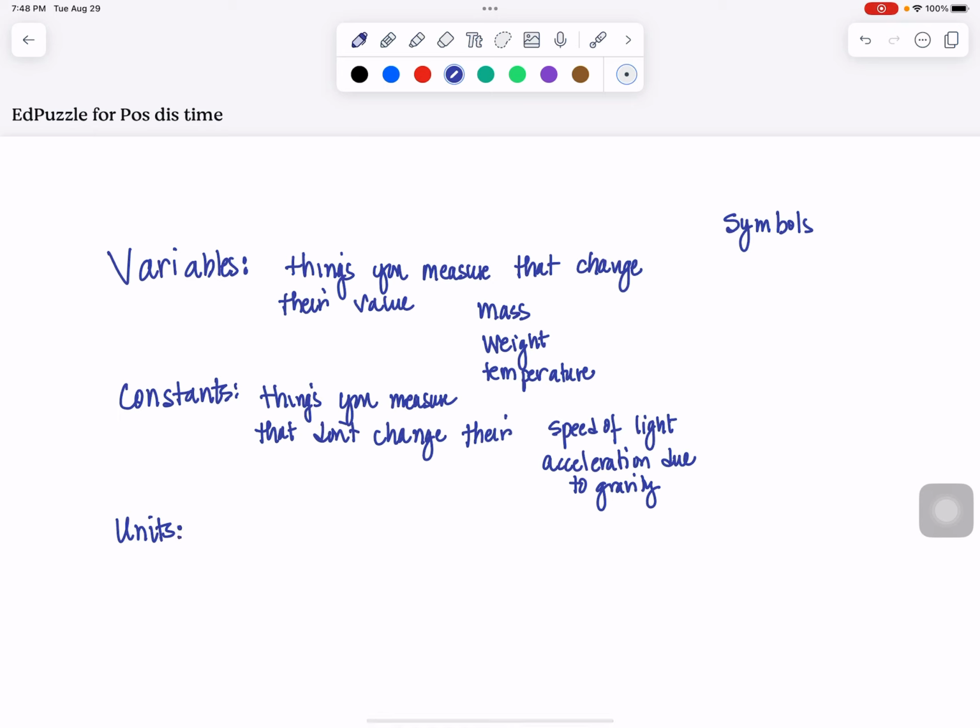Now, I can have multiple values. For example, the acceleration due to gravity is different on different planets, but on any particular planet, the acceleration due to gravity does not change.